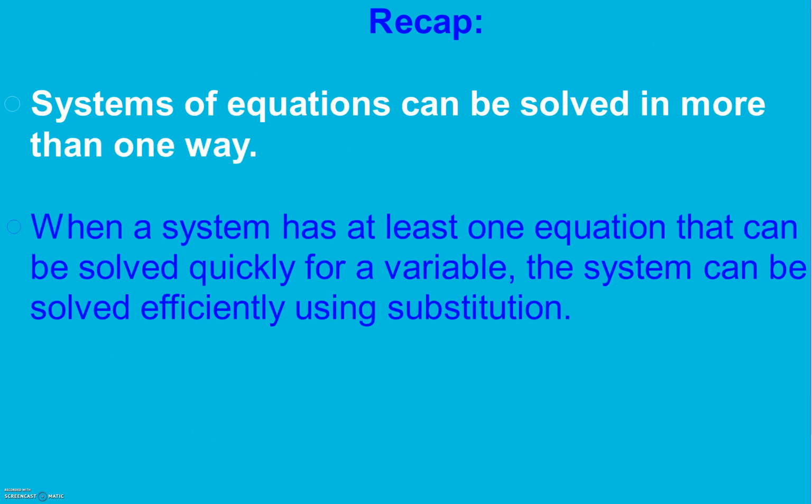A real quick recap over the first part of section 6.2 here. Systems of equations can be solved in more than one way. When a system has at least one equation that can be solved quickly for a variable, the system can be solved efficiently using substitution. And that's all for the first half of section 6.2.